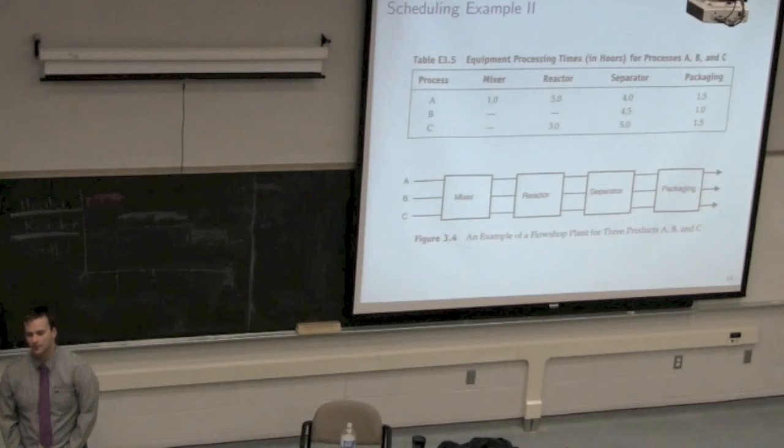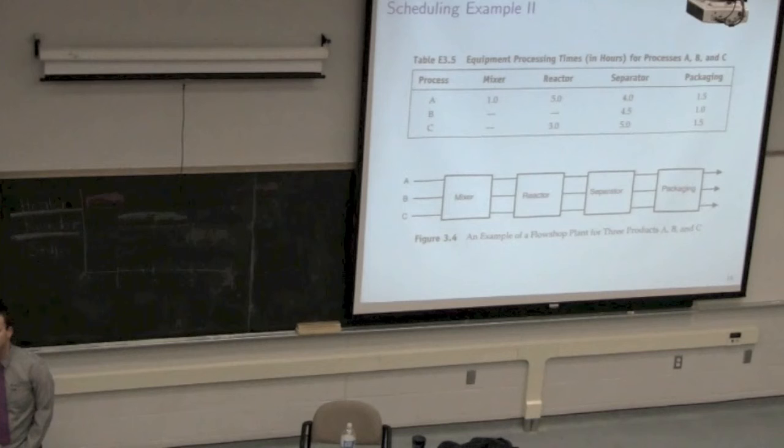Talking about operations research though, it differs. They'll call them machines and they'll say that they're performing jobs. So that's the difference between chemical engineering and operations research.